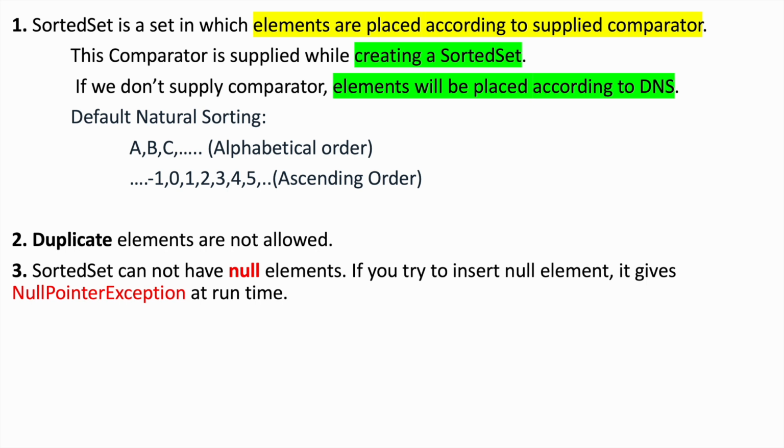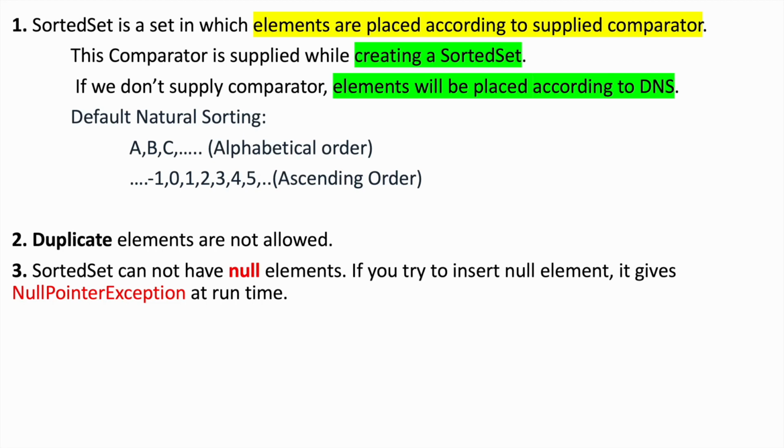A sorted set cannot have null elements. So null insertion in a sorted set is not allowed. If you try to insert null elements, it will give a null pointer exception at runtime. Why will it give a null pointer exception? As we know, the elements will be ordered according to some sorting order, so the elements need to be compared. When a null element is there and you apply the compareTo method, it will give a null pointer exception. So the sorted set won't allow null elements.